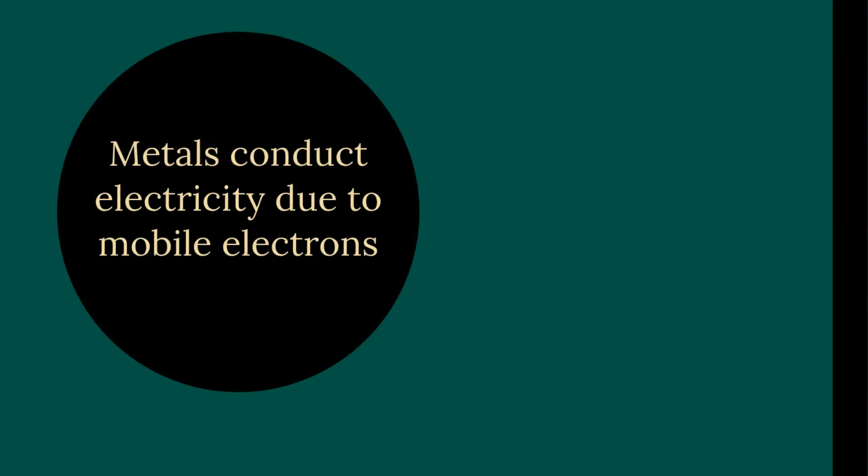Metals conduct electricity due to mobile delocalized electrons. They are also good heat conductors for the same reason. Metals are malleable and ductile as layers of ions slide without breaking bonds. High melting points arise from strong attractions in the lattice. These properties stem from metallic bonding.